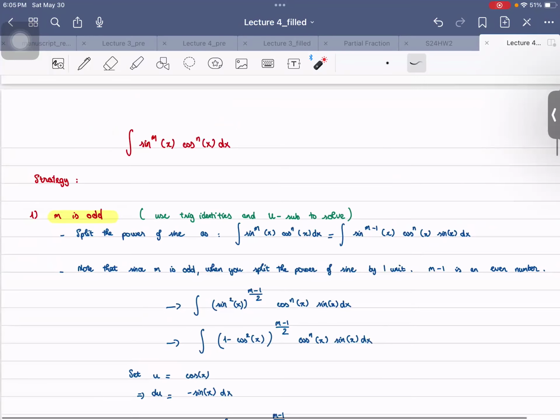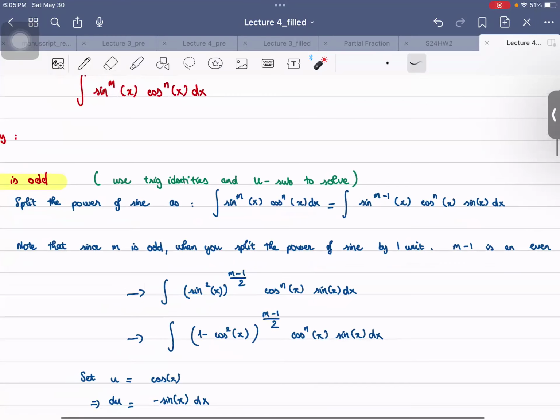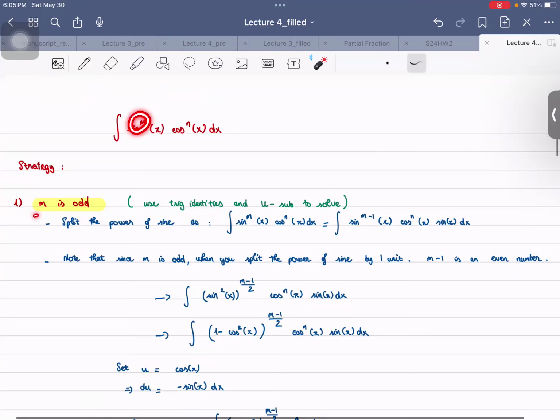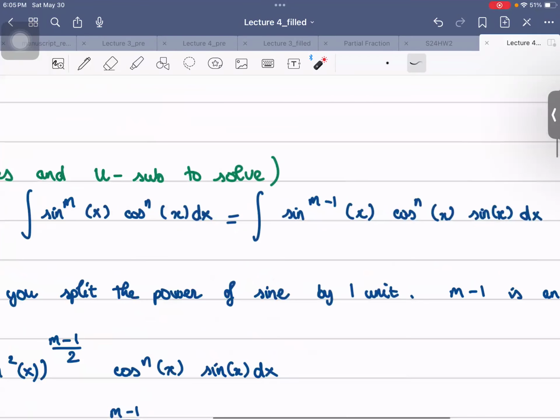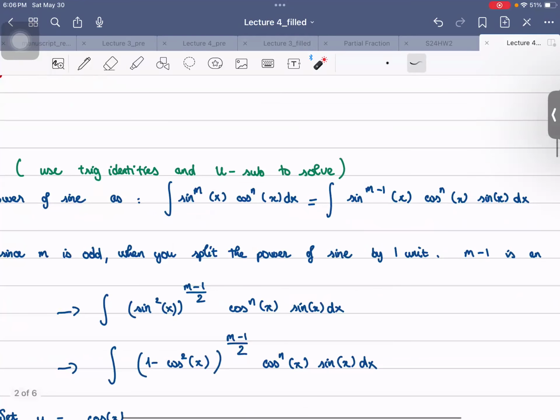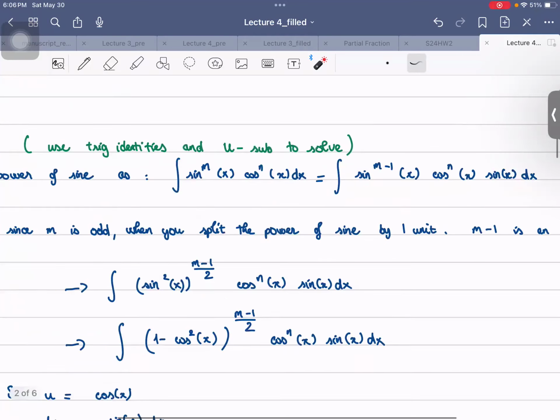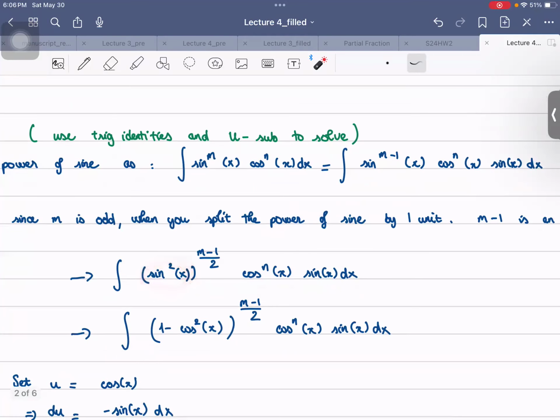Okay, and then, because m is the odd number, when you subtract 1, m minus 1 will be an even number, because you have an odd number and you go down 1 unit. When you have an even number, then you can rewrite sine to the power of m minus 1 as sine squared to the power of m minus 1 divided by 2.